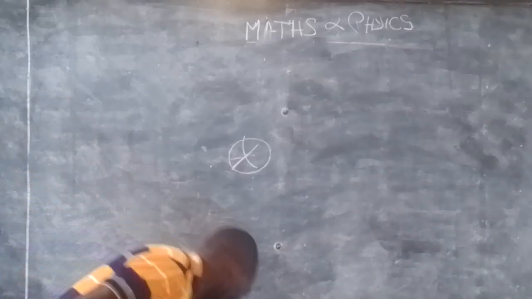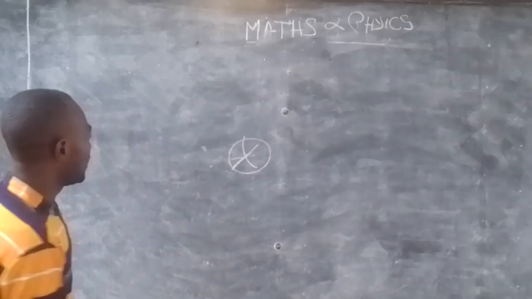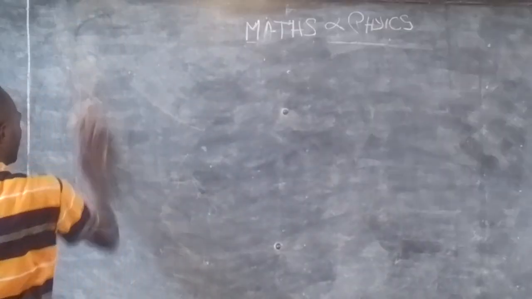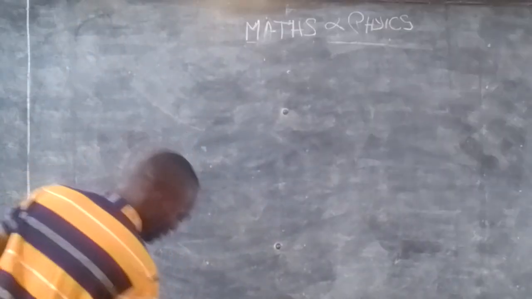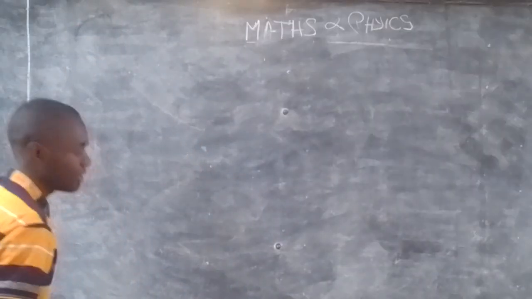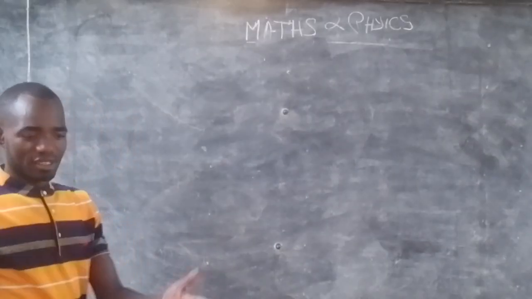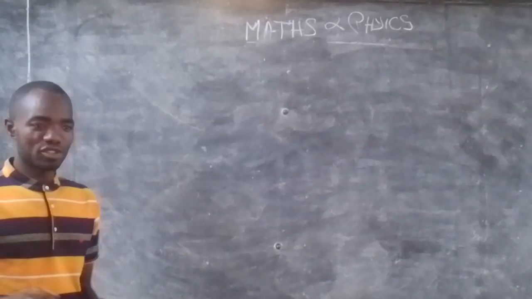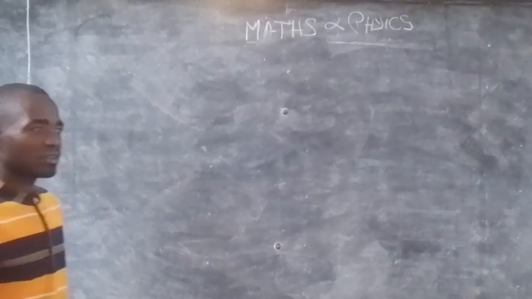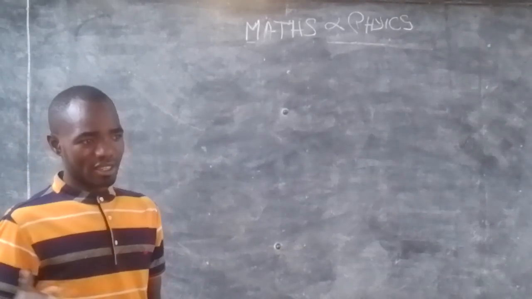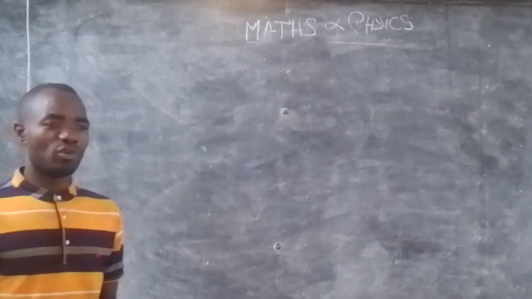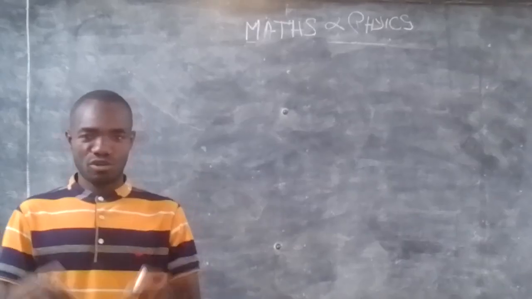This is the class where we are going to learn mathematics, on chapter 1, sets. What is a set? A set is a well-defined collection of distinct objects. In a set, let's keep in mind that it's like a group of things or objects.